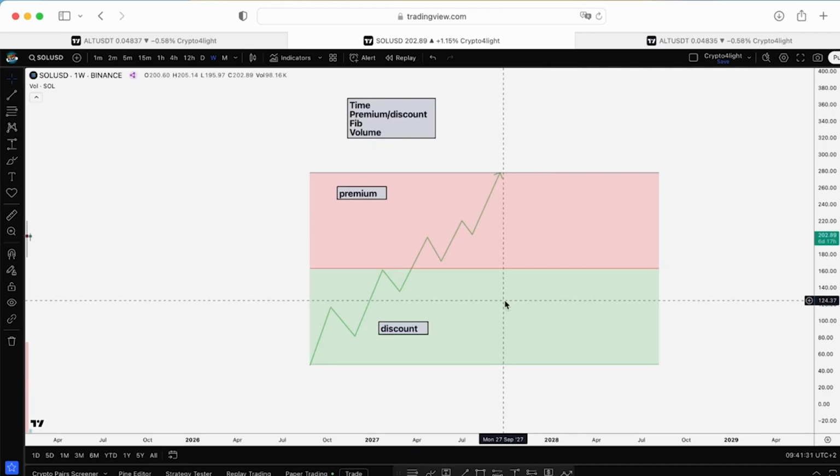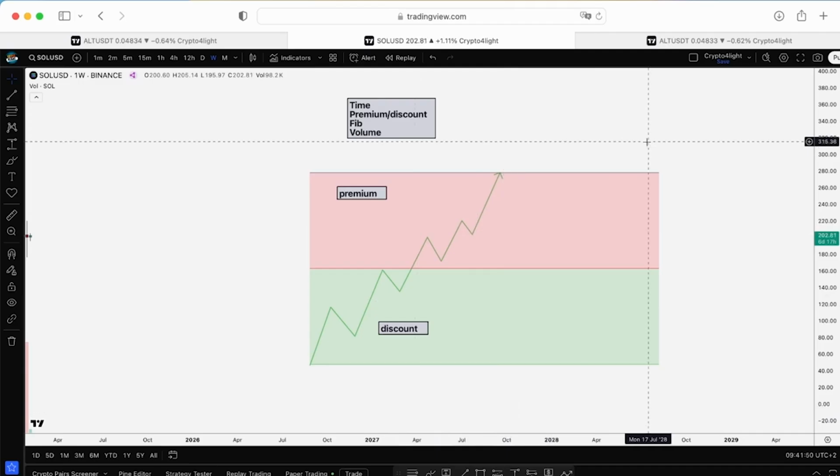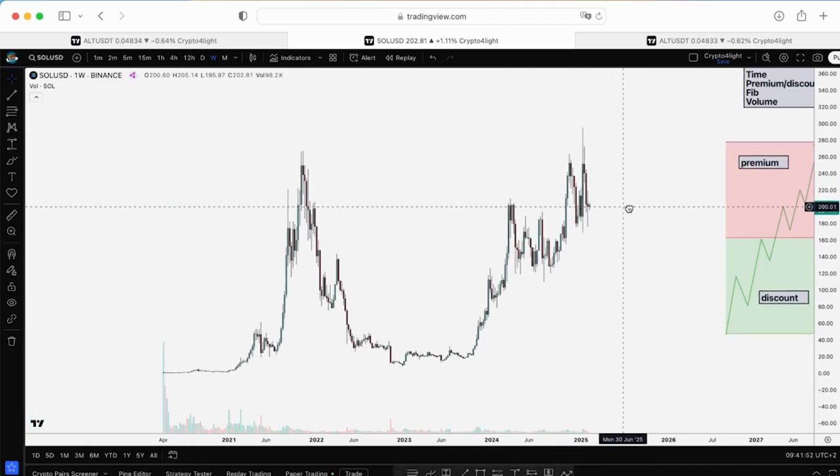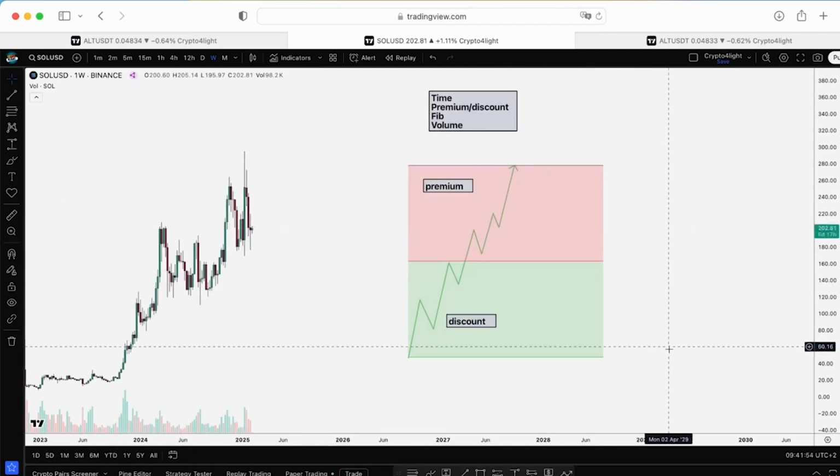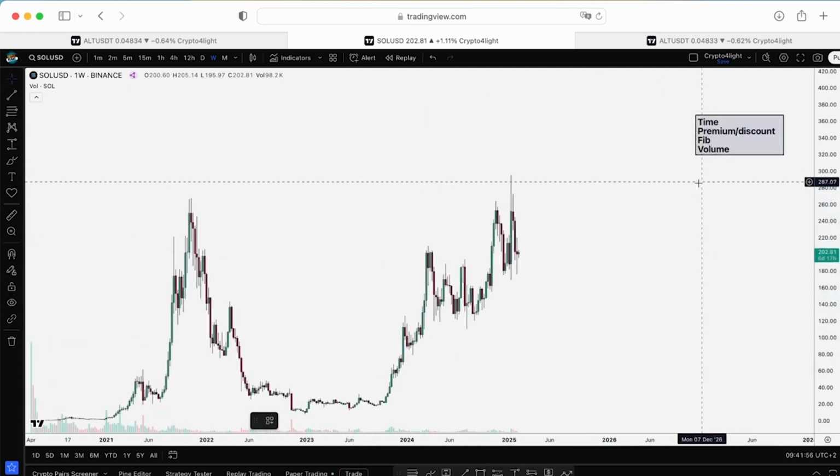And I explained to you in the intuition accumulation pump model why I sometimes skip tokens, even if we start going into a correction. Because for me, that correction is not enough to take action and buy the token. That's why I pay attention to the time, premium discount, FIB, and the volume. Take a look at an example on Sol. Let's hide this. So the basics, you understand, right?